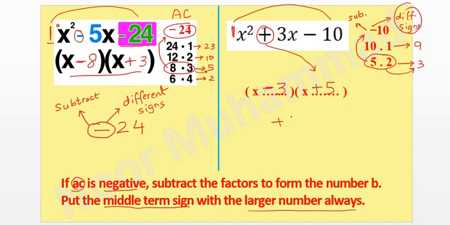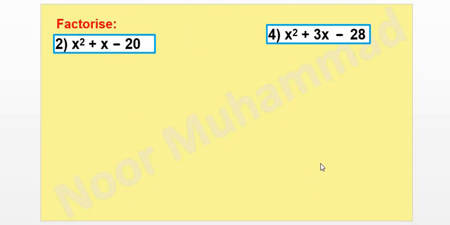Clearly you will see that positive 5x and negative 2x together will give us positive 3x, right? Sorry, here we have 2. So this is how we are going to solve the question. So let me solve one question for you from the book. This is question number 2.